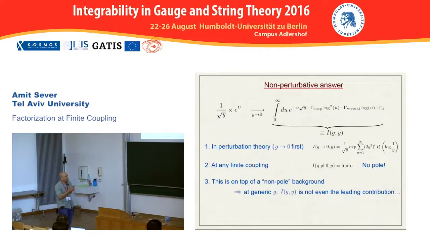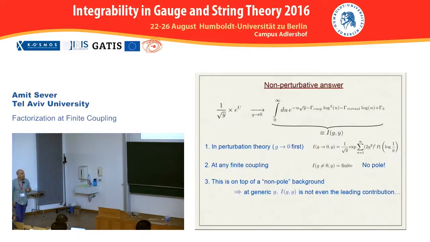Note that this integral was picked as the leading contribution in this limit, but there is other background that is not factorized, that is of order 1. Since this integral is finite at generic g, and in particular at large g, it's not even the leading contribution to the amplitude in this limit. In other words, if you had resummed perturbation theory, you would not get even the leading contribution for generic g for the amplitude in this factorization limit. So the first question that comes to mind is, is there something really happening there at finite coupling?